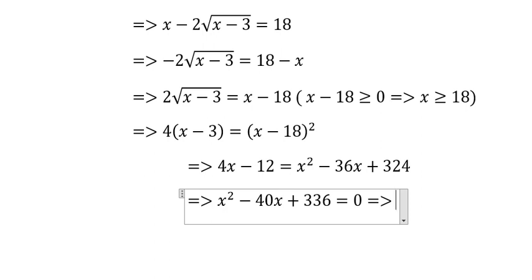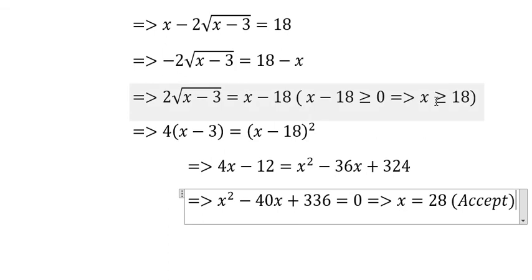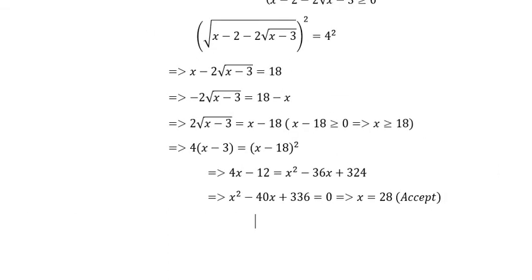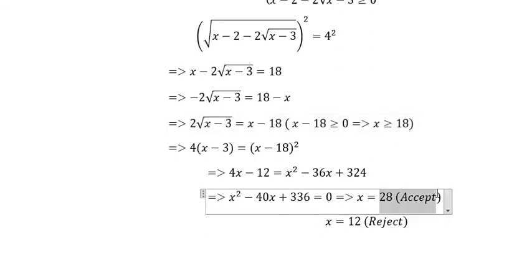Let's see, x equals 28. So we accept, because this is greater than 18. And x equals 12, we need to reject, because that is smaller than 18. So the solution of this equation is 28.